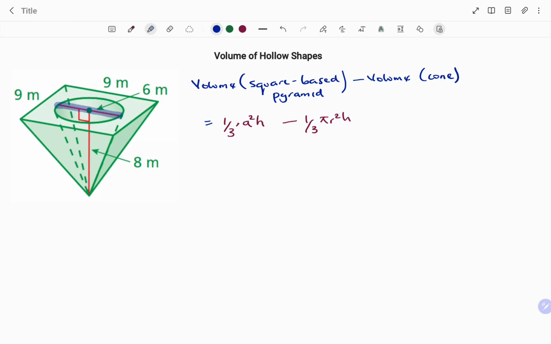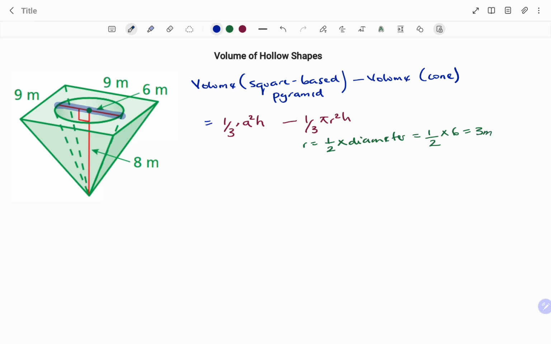We're given the diameter of the cone, and we know that the radius r is equal to half of the diameter. So we have half times diameter. The diameter is the distance from one part of the circle to the other side passing through the middle, while the radius is the distance from the center to any part of the circle. So this is going to be 3 meters.